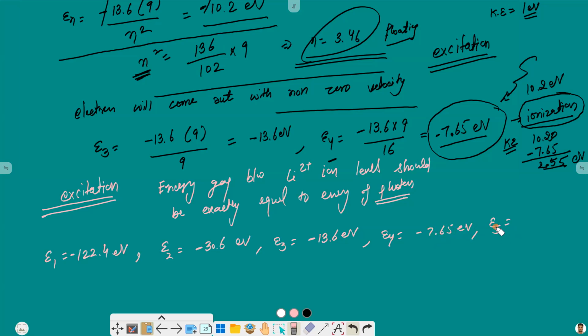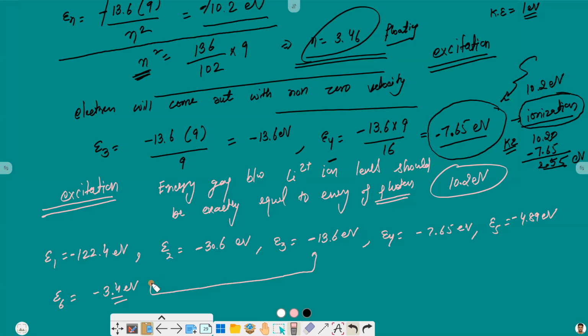For the fourth one, it is minus 7.65 electron volt. For the fifth one, it will be divided by 25, that is negative 4.89 electron volt. And let's take one more, E6, that will be divided by 36. So that is minus 3.4 electron volt. Now, as mentioned, we are discussing the case of excitation, and our photon has an energy of 10.2 electron volt, and we can clearly see that these two levels have exactly a gap equal to 10.2 electron volt.